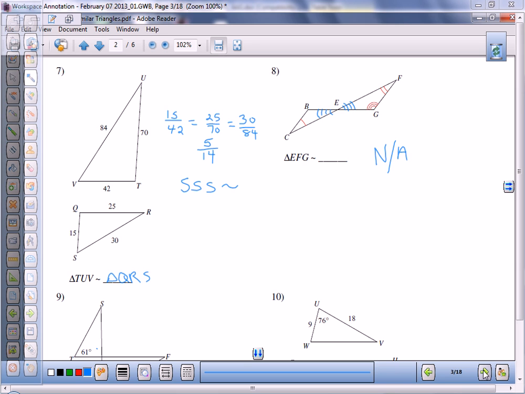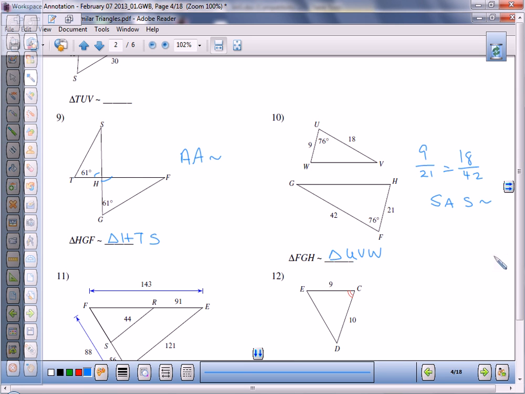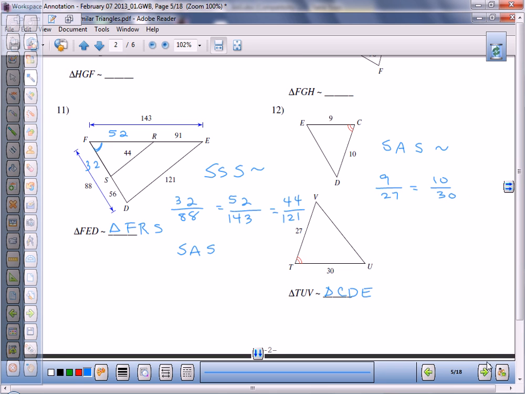All right, let's take a look at 9 and 10. 9, we're good. We have the 61, and then we have this set of vertical angles right here, so angle, angle. And you can write the similarity statement, HTS. Then this is side, angle, side. If we look at the sides, they reduce 1 to 3. Side, angle, side similarity. And here's my statement. Complete it with triangle UVW. Any questions? All right.